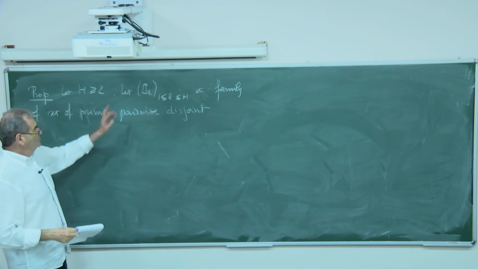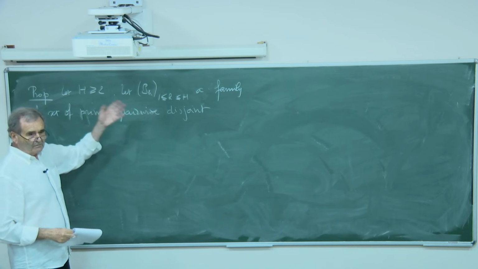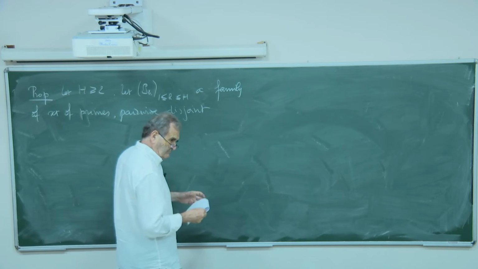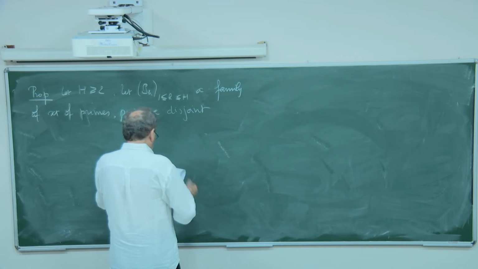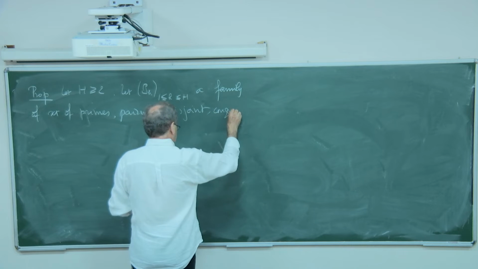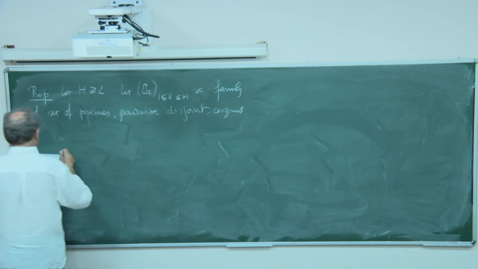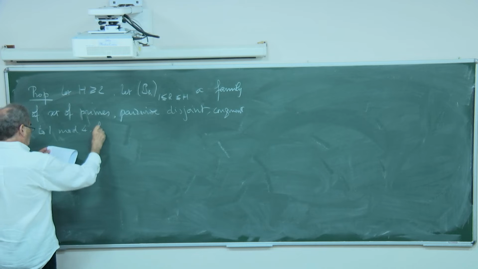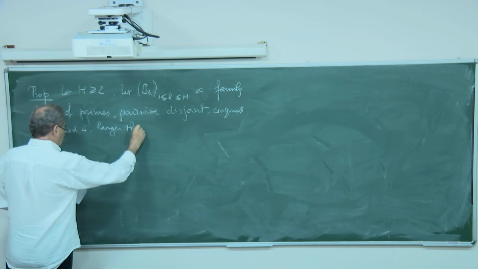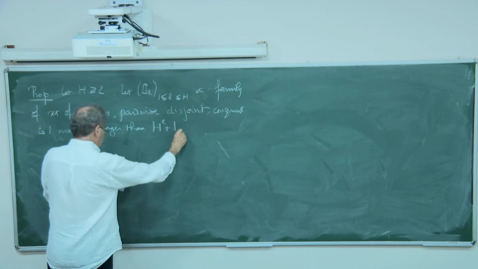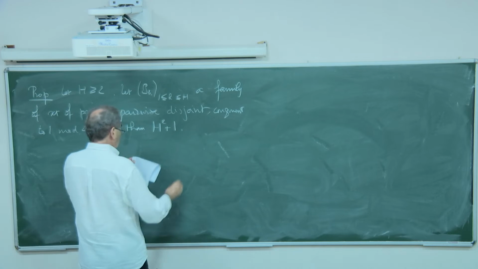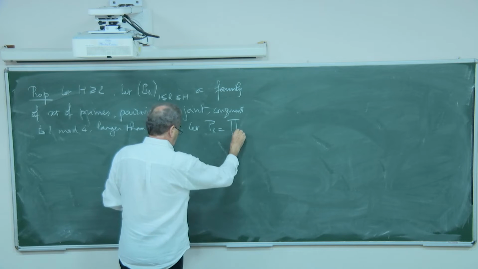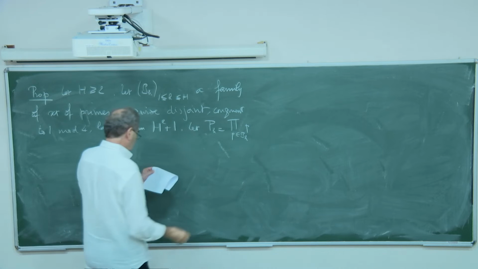No prime belongs to two families. All the primes that are involved occur at most once, exactly once. They are congruent to 1 mod 4 and larger than h squared plus 1. And we write P_h to be the product of the primes p in the family 𝒫_h.